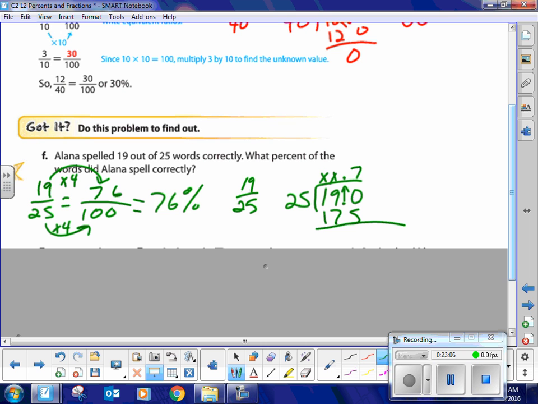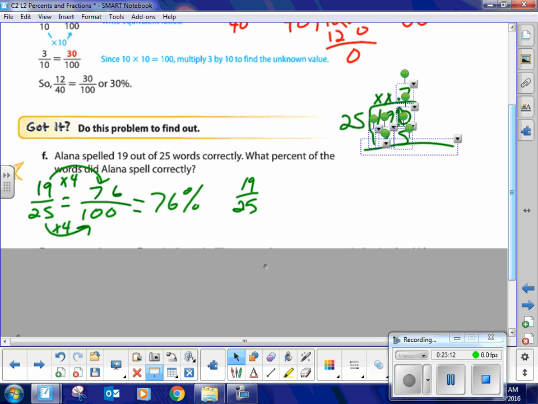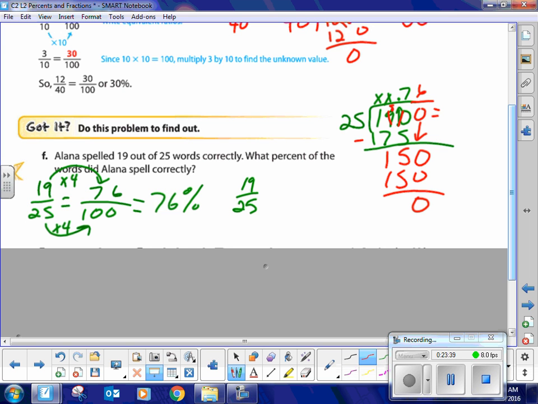Got to do some subtraction. Let me move this whole thing up a little bit. It's supposed to be 175. You do the subtraction, so that's going to be 15, annex a 0, bring down the 0. 25 goes into 150. I happen to know 6 times because that's 150, and then that's your solution. Now you got 0.76, move the decimal over 2 spots, add a percent sign, and you got 76%. Ta-da! Done, finished. It's that easy, guys.